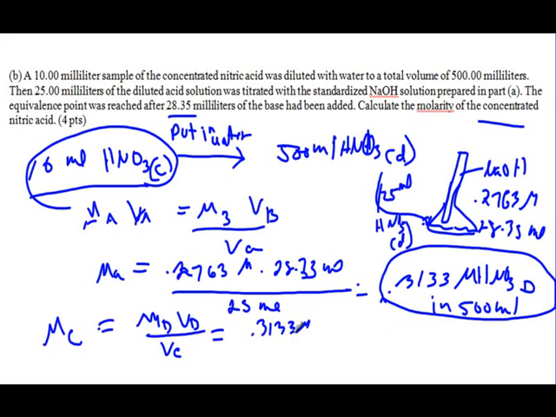So that is going to be 0.3133 molar times the volume of my dilute, which is 500 milliliters, over my volume of my concentrated, which was 10 milliliters. Milliliters will cancel out, and if I do that, I am going to get 15.67 molar. I want 4 sig figs. Okay, so that was part B.